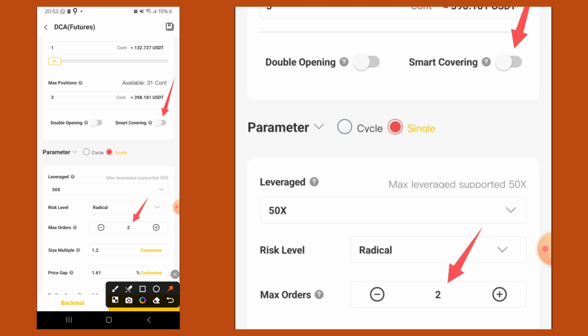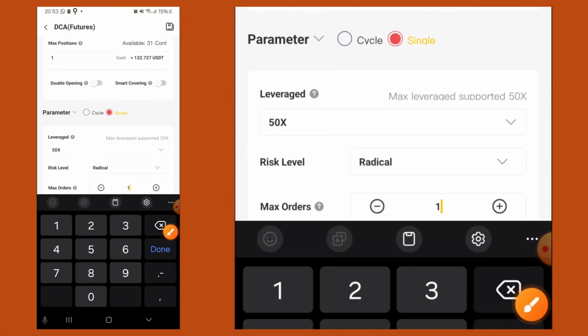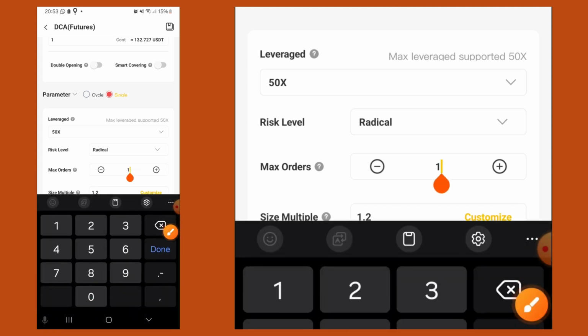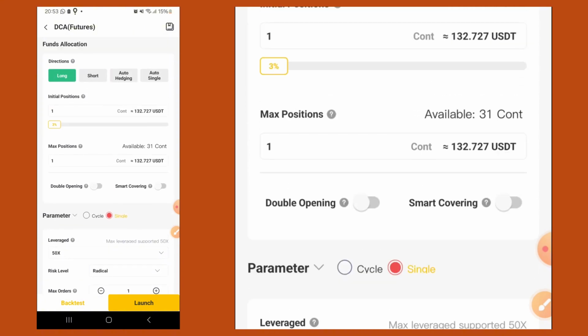But as for me, if you are reducing the max orders to 1, then there is no need for you to activate smart covering. And even if you have left this at 2 or more, so long as you have not activated smart covering, it is still the same as keeping your max orders at 1, but to be safe, keep it at 1. Okay, and then after seeing all this, what is left is actually calculations.